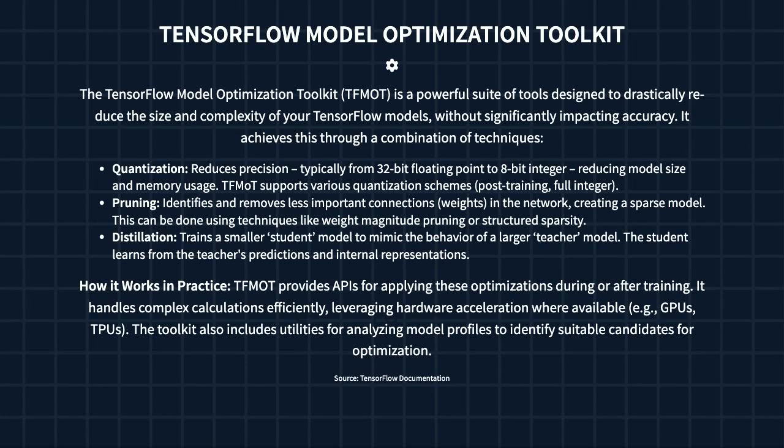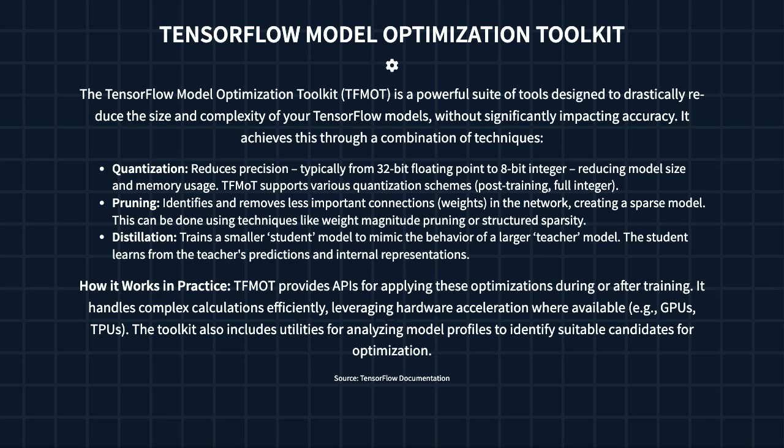Basically, it's a set of tools that help you reduce the size of your trained neural networks without sacrificing too much accuracy. It does this through three main techniques: quantization, pruning, and distillation. Quantization lowers the precision of the numbers used in the model. Think turning 32-bit floating point into 8-bit integers, which shrinks the model's footprint and saves memory.